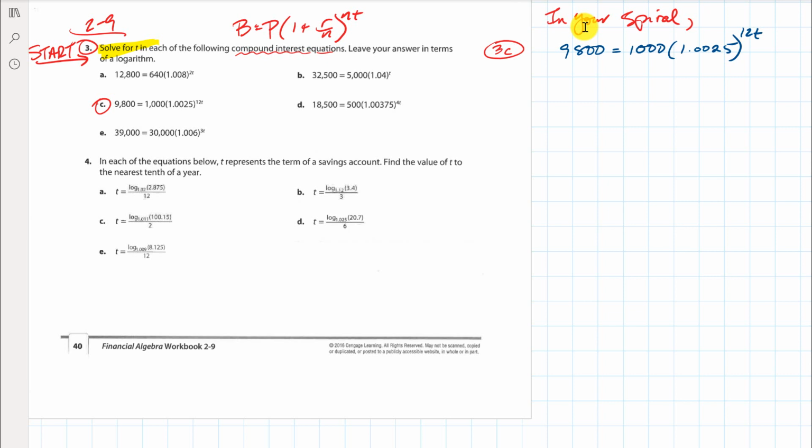In this section, leave your answer in terms of the logarithm. We'll talk about that and what that means. Okay, here we go. So I'm going to zoom in here.